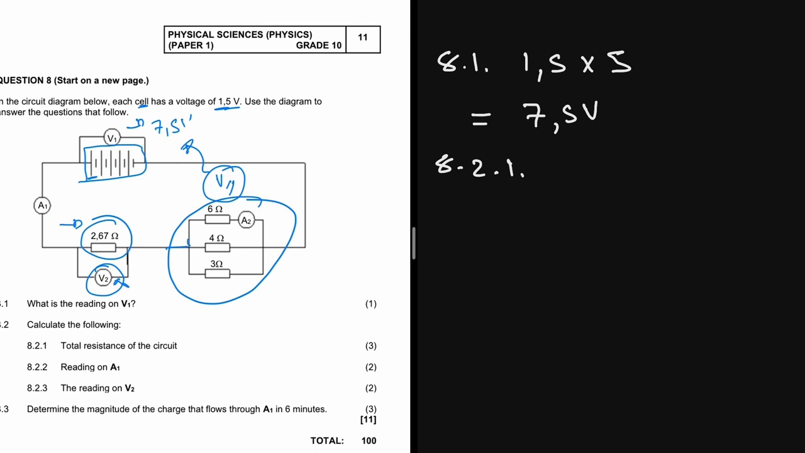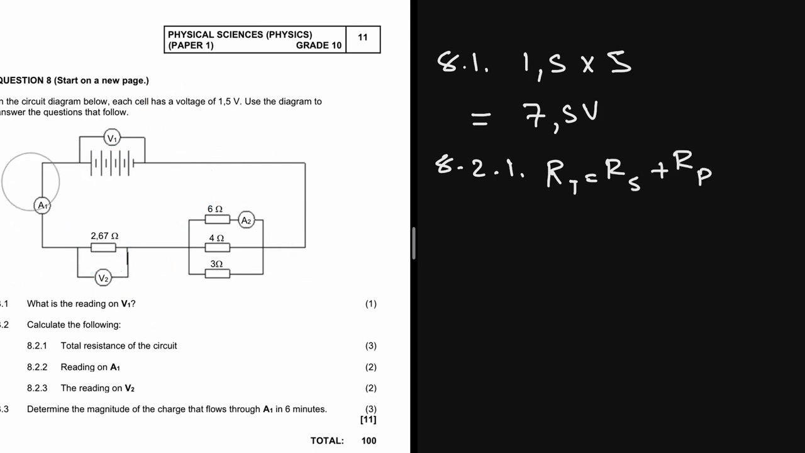Okay, so now remember, the total resistance is the sum of the resistance in series plus the sum of resistance in parallel. To identify which resistances are in series and which are in parallel, we just look at the flow of the current. As you see, the current comes from the battery. The total current will pass through this here, so that means this one is in series. And then when the current gets here, it is going to split, so all these things here are in parallel.